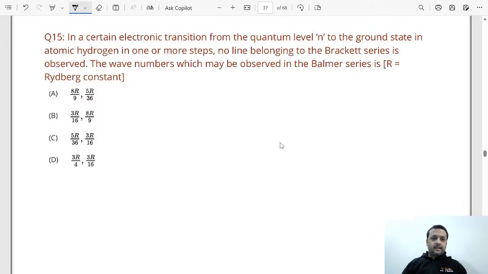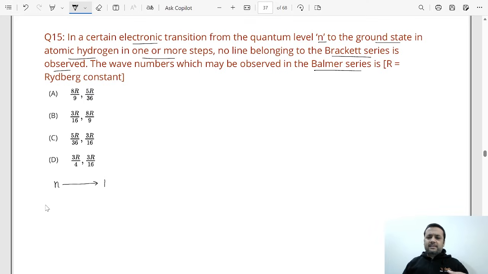All right. In this question, a certain electronic transition from the quantum level n to the ground state in atomic hydrogen in one or more steps, no line belonging to Brackett series is observed. The wave number which may be observed in the Balmer series is. Now look, what is the idea of this question? So let's say the hydrogen atom is in a higher state n. So definitely it will go back to the ground state. Now it can go by various paths.